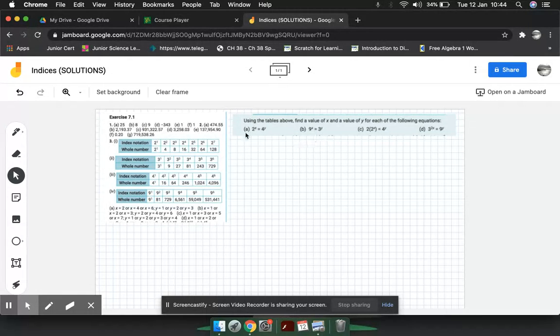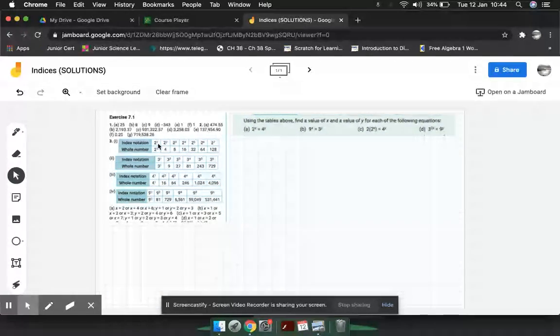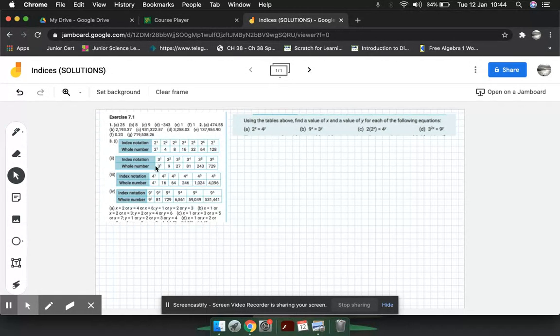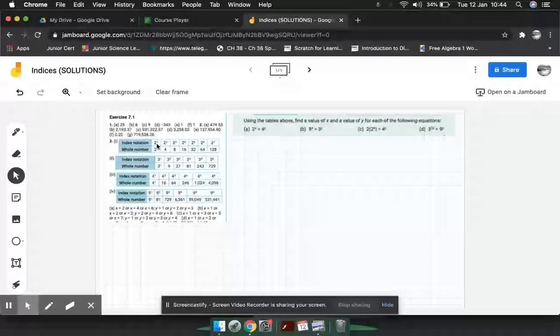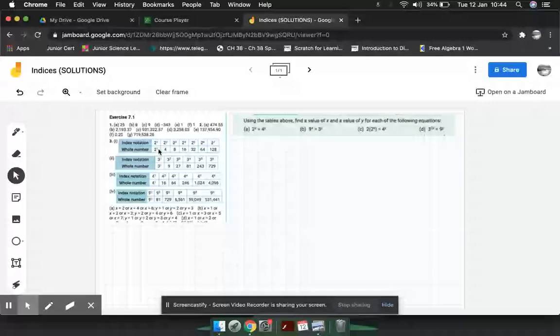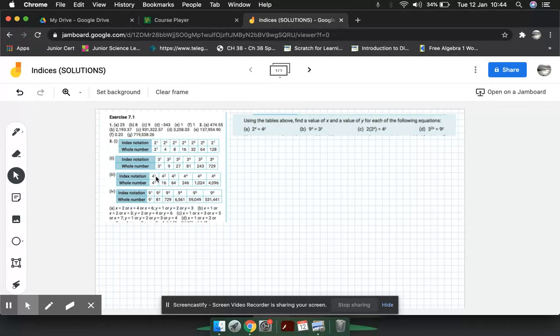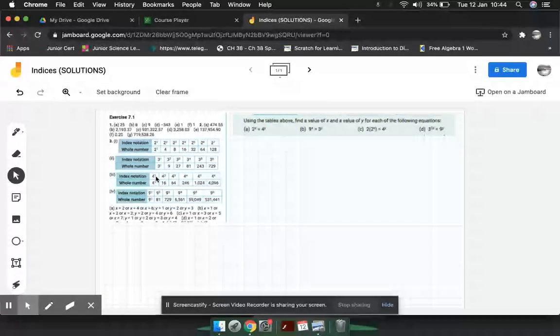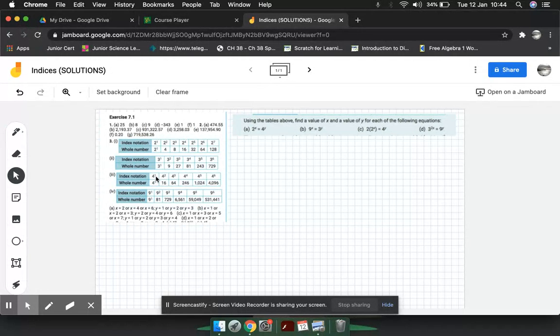Now, basically what you have to do here is look at your values and see if you can match them up. So if I picked 2 to the power of 1, would that be equal to any value of 4? And the answer is no, because 2 to the power of 1 will give you 2. And 4 to the power of 1, the minimum indice I can use there, will give me 4, so that wouldn't match.